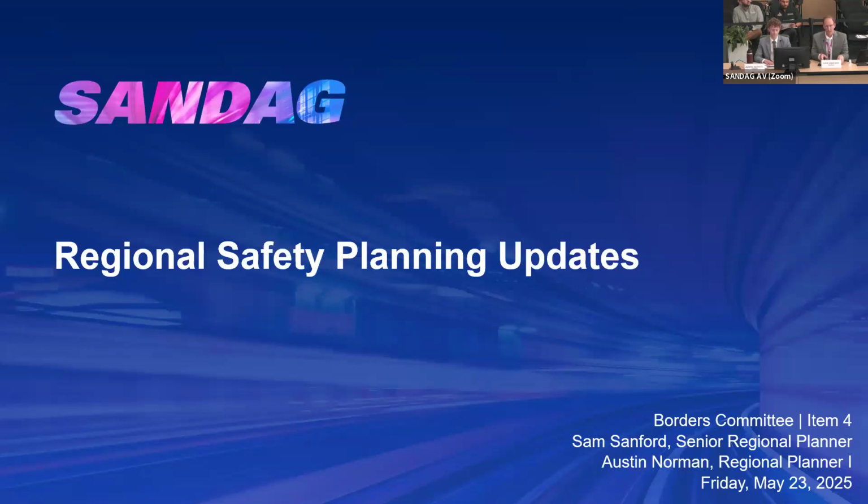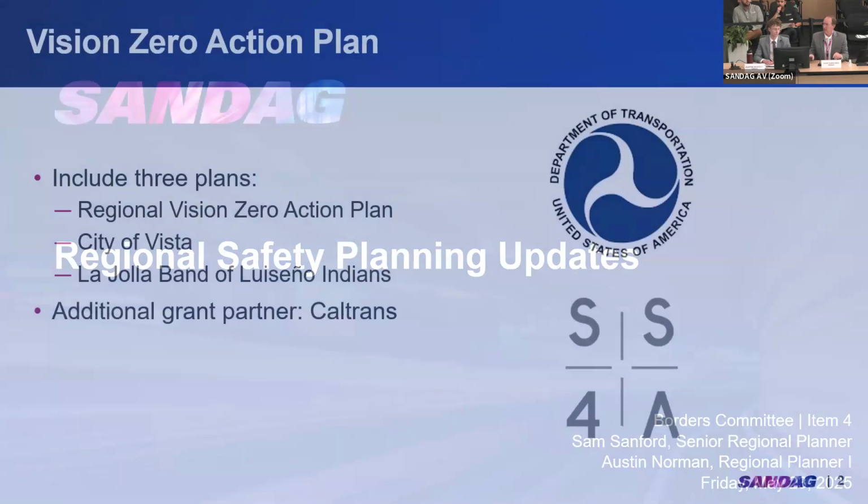The highlight on the regional efforts is that in November of last year, we finalized the region's first Vision Zero action plan that covers the entire county, all the incorporated cities, the tribes, and other entities of the state. That's the big highlight, and we'll dive into the plan in a few slides, but first I wanted to provide a little bit of background on how we got here.